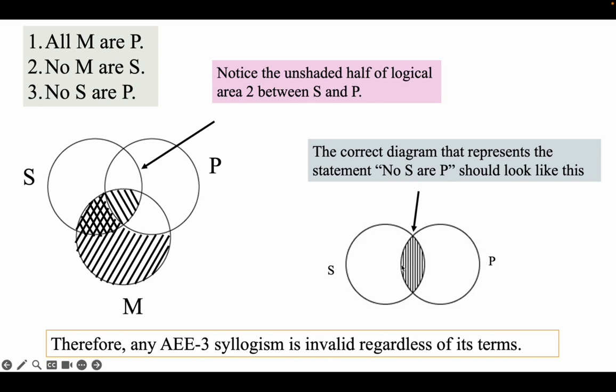only if the area 2 is completely shaded, like such. But as you can see, between S and P, area 2 is not completely shaded. So the conclusion doesn't show up. Therefore, any syllogism of the mood AEE and the figure 3 is going to be invalid, regardless of the premises. Let's do it again.